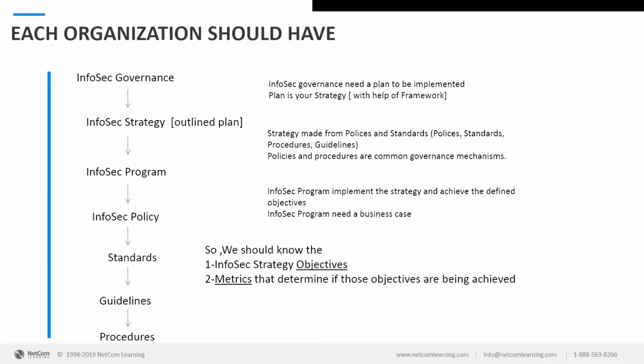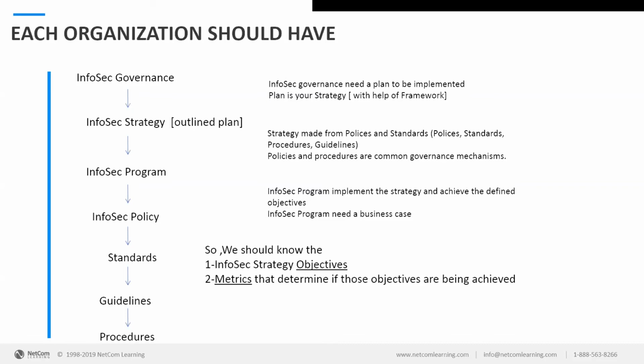And then we need to have a strategy to make this governance happen. Strategy normally means a plan. I need a plan to do that. Then I will have a few activities that make this plan happen. That's what we call a program. And if we are talking about information security, it will be an information security program. One of the mechanisms that can make information security governance happen is your information security policy, standards, guidelines, and procedures.